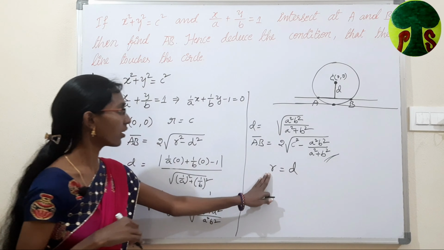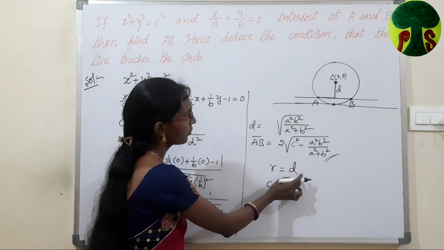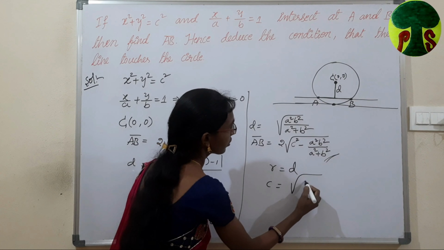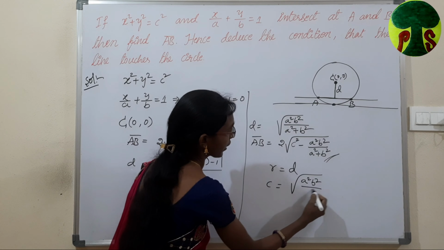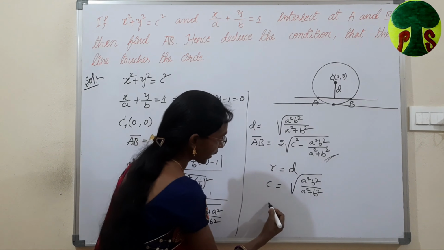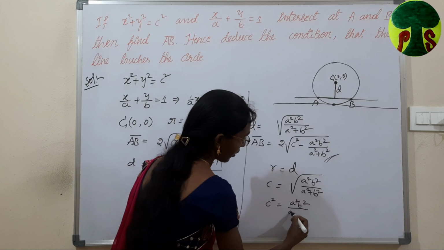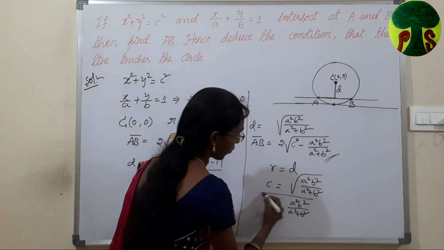What is the value of r? The value of r is c. And what is the value of d? The value of d is square root of a square b square by a square plus b square. Squaring on both sides we will get c square is equal to a square b square by a square plus b square. This is the required condition.